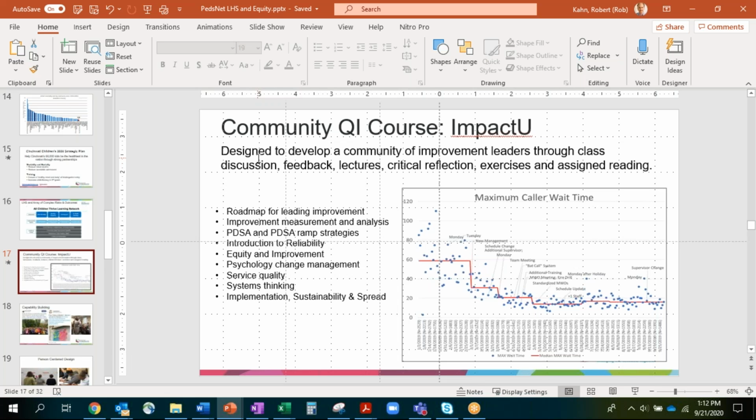So, again, translating what we learned for, say, a nurse clinical leader who's overseeing 7 outpatient clinics to a curriculum manager who's overseeing all math and English instruction for Cincinnati Public Schools has taken some time. We partnered with Strive Partnership at the time, but we've been teaching improvement measurement and analysis, PDSA ramps, reliability, psychology of change, and so on, now to the community.